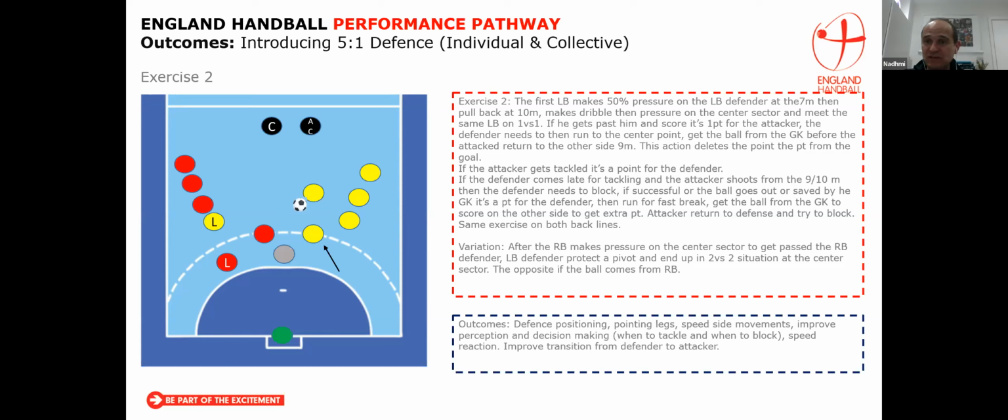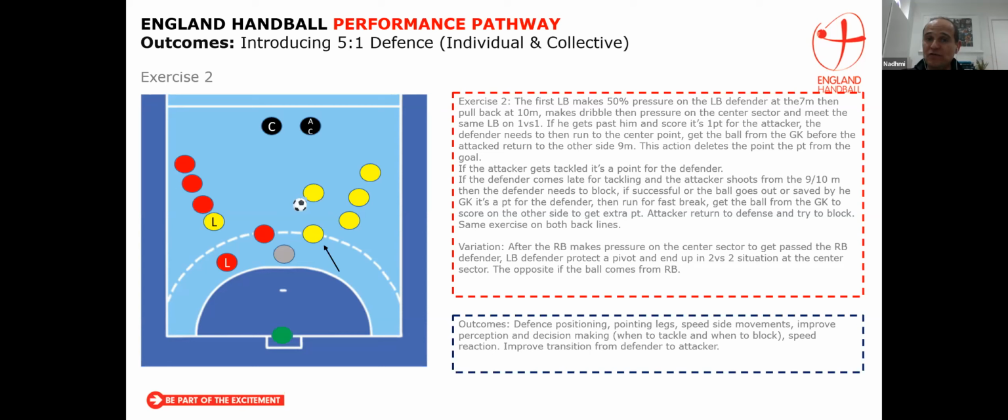And the same defender makes the lateral movement, and then we end up in 1 versus 1 on the 9 meters. In the 1 versus 1, if the attacker comes early and decides to shoot from the 9 meter, then the defender should block. If he decides to go 1 versus 1, then the defender should try to tackle him in that 1 versus 1 situation.